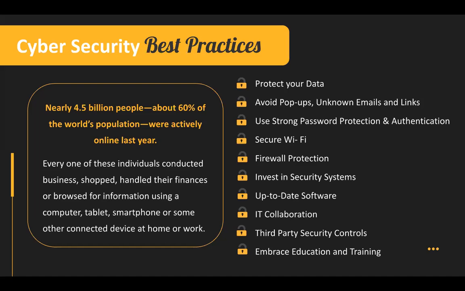Some of the best practices are protecting your data, avoiding pop ups and unknown emails and links, using strong password protection and authentication, secure Wi-Fi, firewall protection, invest in security systems, up to date software, IT collaboration, third party security control, and employee training. Your company may have the best security software and most comprehensive office policies, but actions play a big part in helping keep data safe. A single employee could make a mistake by sharing sensitive company information on their smartphone or clicking a corrupt link, and that could be a serious data breach.